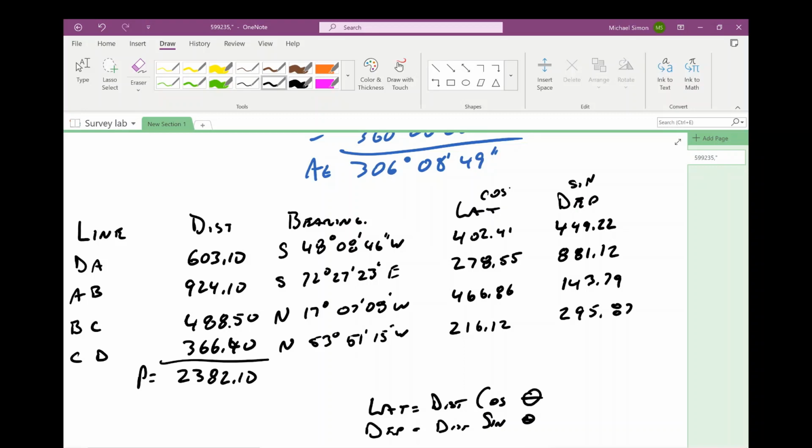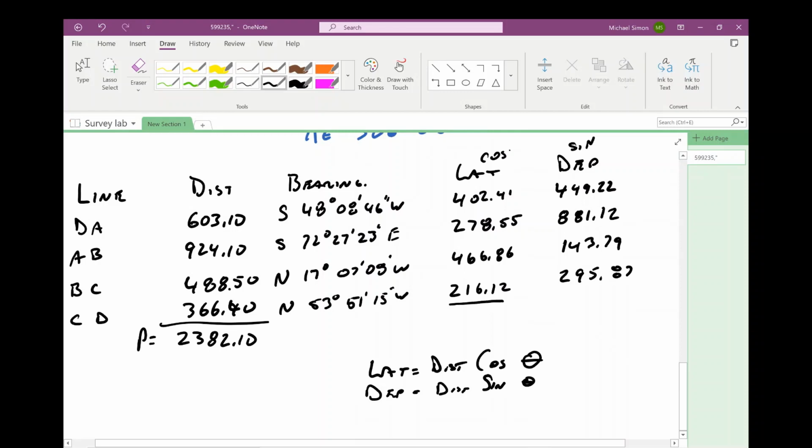Let's take a look at these numbers now and see where we're at with summing the latitudes and summing the departures. Let's just check that last one: 366.4 times cosine 53, 51, 15, and 366.4 times sine. It's always good to double check your work. 295.874. Okay, that's it.